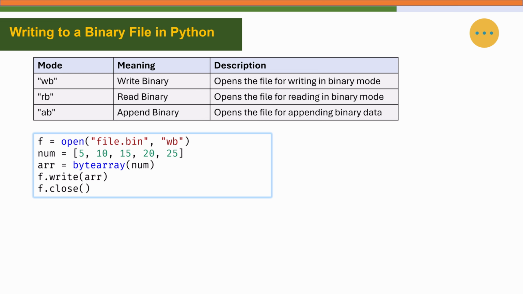So to summarize, writing to a binary file involves opening a file in binary mode, converting your data to a sequence of bytes, and using write to store it. This approach ensures that your data is preserved exactly as it is without any encoding or formatting changes.